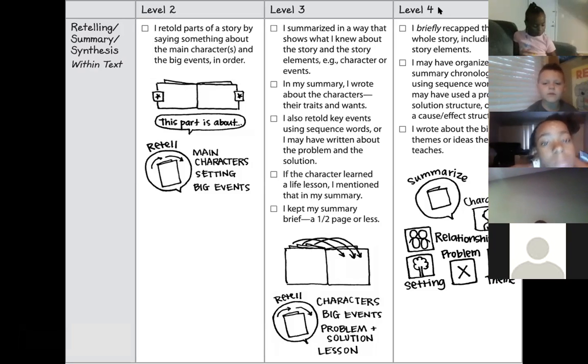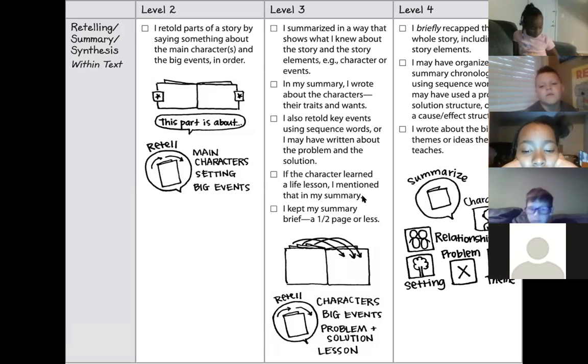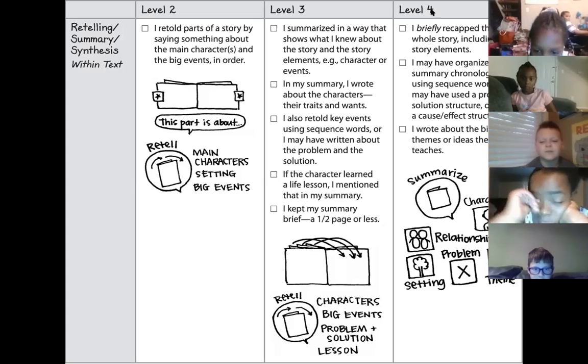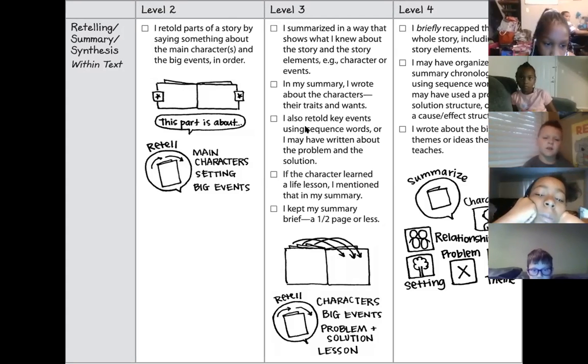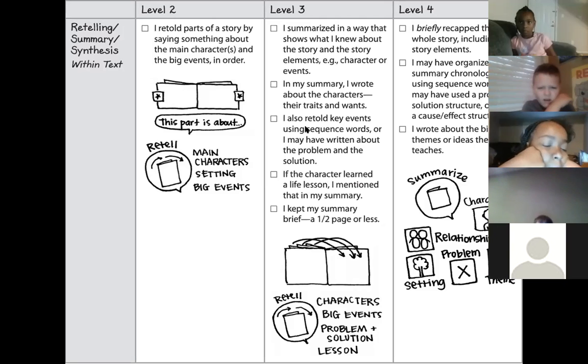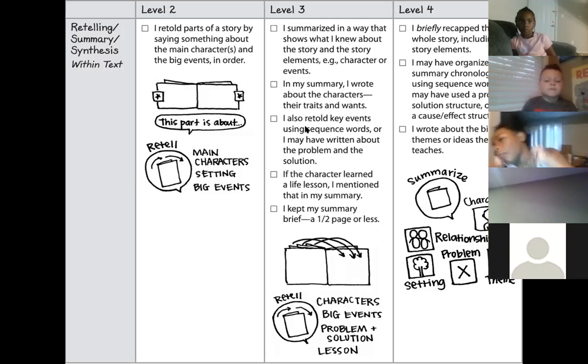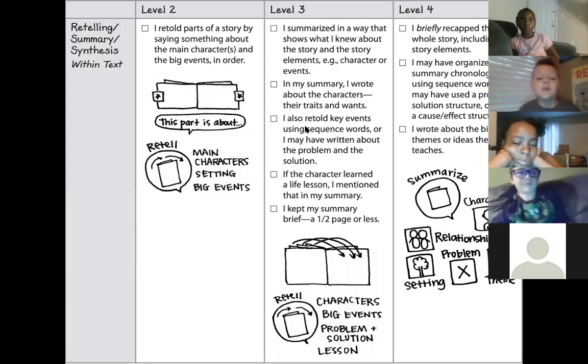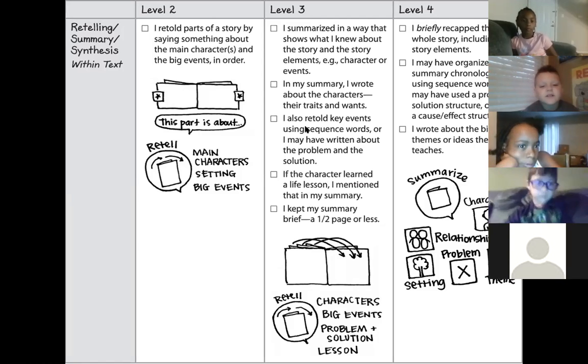Thank you. All right. So I summarized in a way that shows that I knew about the story and the story elements, so the characters or events. In my summary, I wrote about my characters, their traits and wants. I also retold key events using sequence words, or I may have written about the problem and the solution. If the character learned a life lesson, I mentioned that in my summary, and I kept my summary brief, so a half a page or less. So let's go ahead and look at 2 different summaries of the absent author, and let's try and see what level these summaries are in.